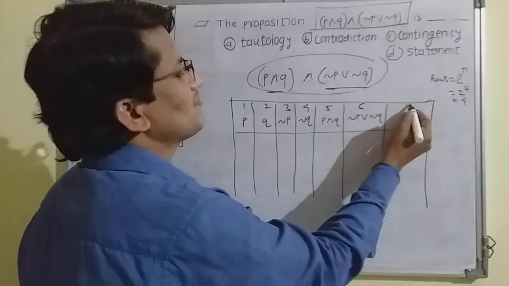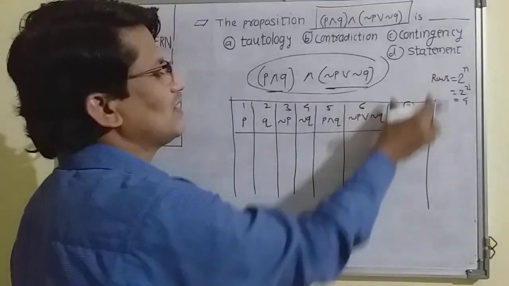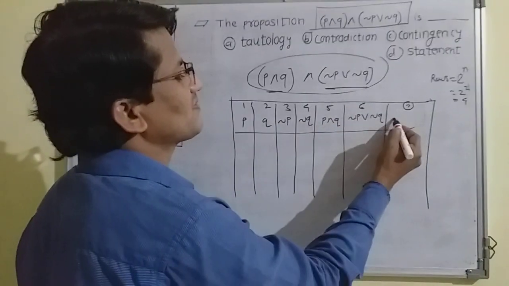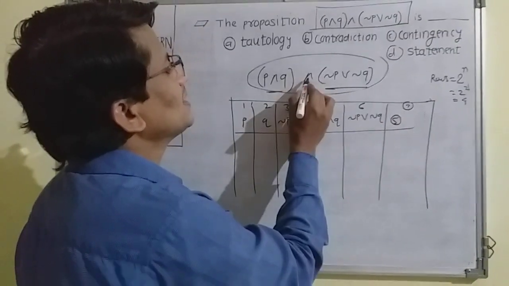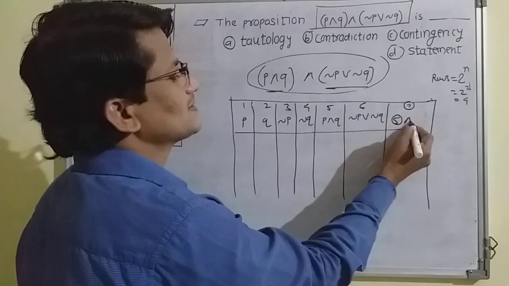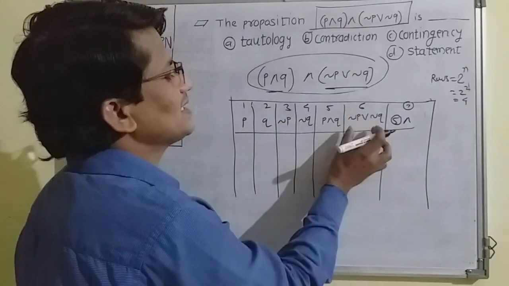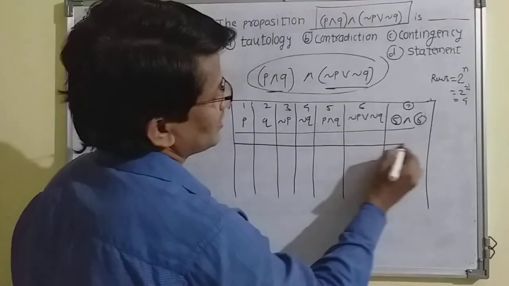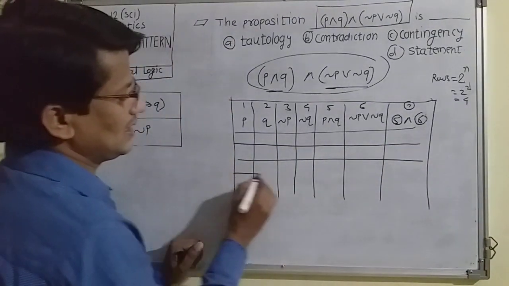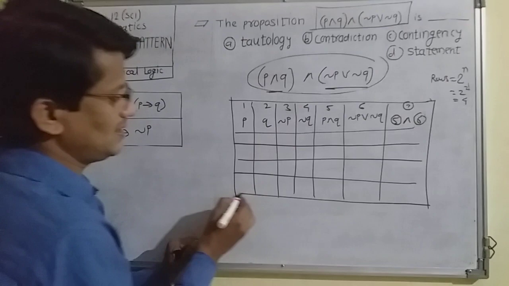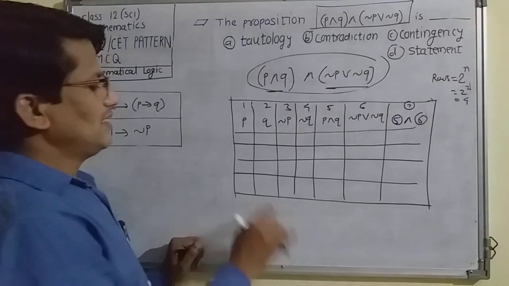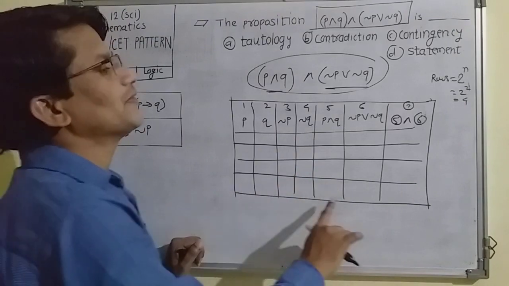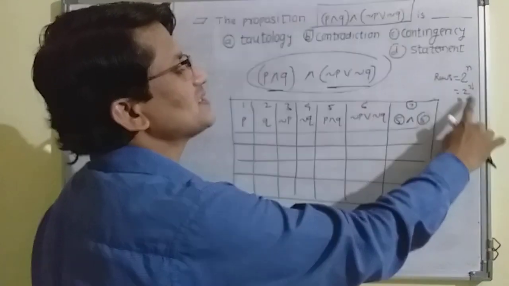So the vertical column number 7 is the first bracket, which is column 5, with the symbol and, and the whole bracket given number 6. Okay, this is the truth table. Number 1, 2, 3, 4. There are 4 rows.